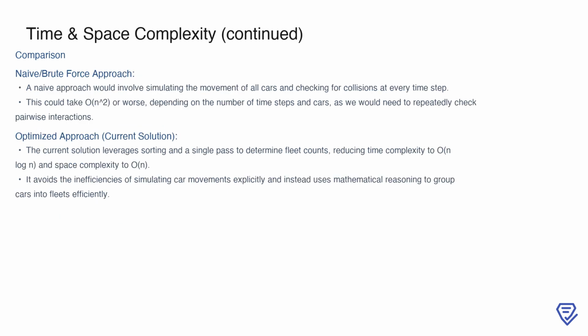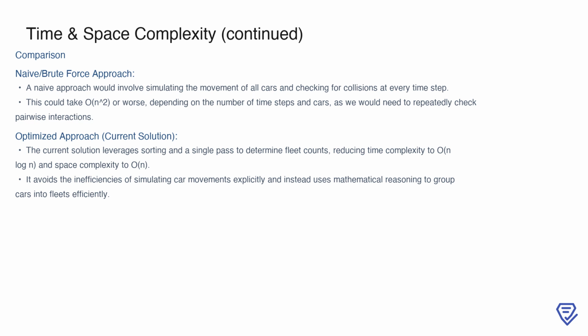When comparing this solution to a naive approach, the benefits of our optimized method become clear. A naive solution might simulate the movement of all cars step by step, checking for collisions at each time step. This would involve repeatedly comparing every pair of cars, leading to a time complexity of O(n squared), or worse, depending on the number of cars and time steps.